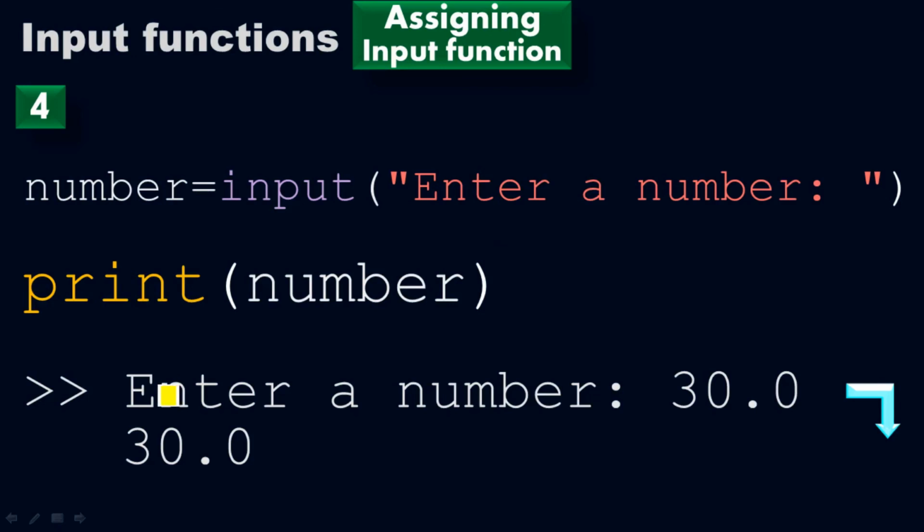In the first line you will get "Enter a number" with a space because we have a space here, and then this time I give the floating point number 30.0 and press enter, you will get 30.0. So whatever number you put in here, you will get it in the final output. If it is an integer, you will get an integer. If it is a float number, you will get a float number. If it is a prime number, you will get a prime number. It depends on what type of number you're going to plug in here.